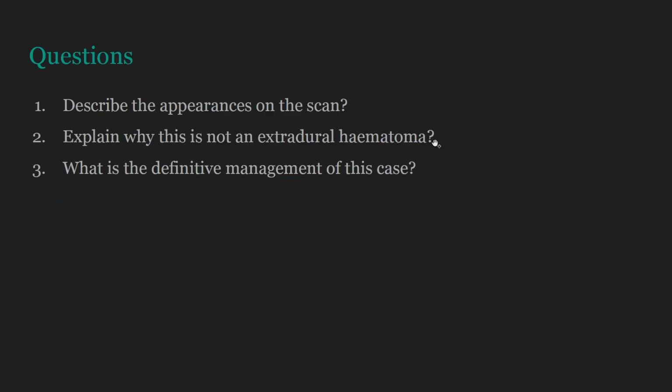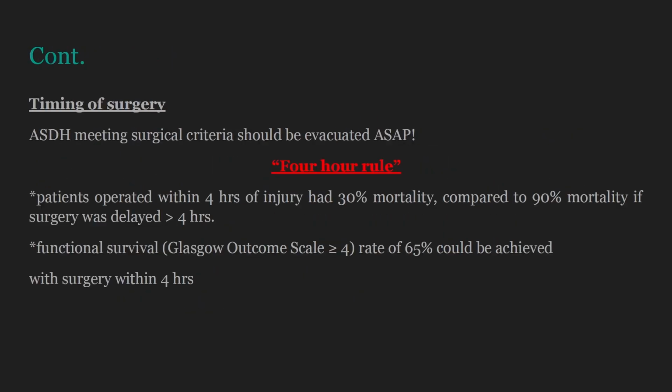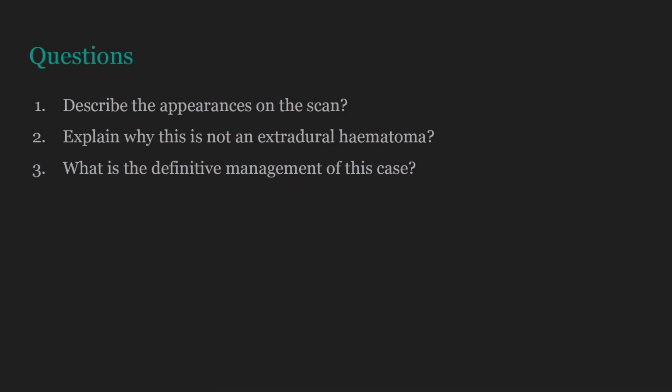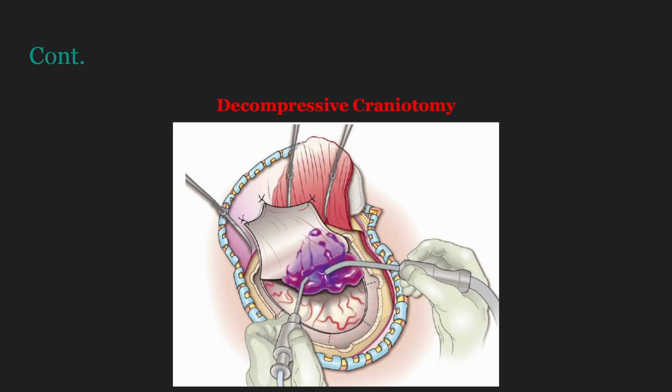So we have three questions. You can pause the video and answer the questions in the comment section. The first question is, describe the appearance on the CT scan. We described it. The second question is, explain why this is not an extradural hematoma, and you can go back to the slides of the comparison between the extradural hematoma and the acute subdural hematoma. And the third and final question is, what is the definitive management of this case? So to make it clear, decompressive craniotomy.